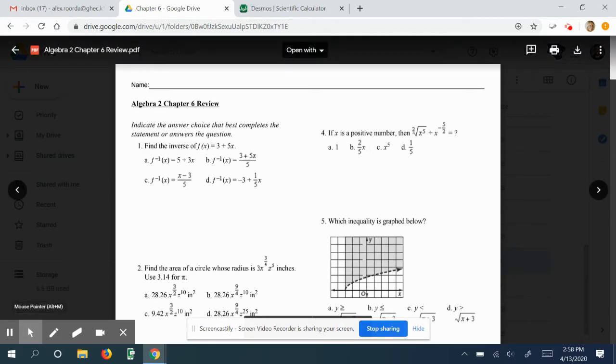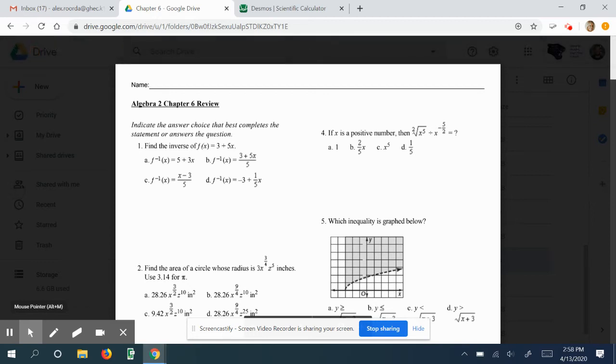Okay, let's try number 4. It says if x is a positive number, okay, so that's kind of beneficial in the fact that we know that we have a square root and we can't have negatives under even squares, or even radicals. So it says if x is a positive number, then the square root of x to the 5th divided by x to the negative 5 halves equals what?